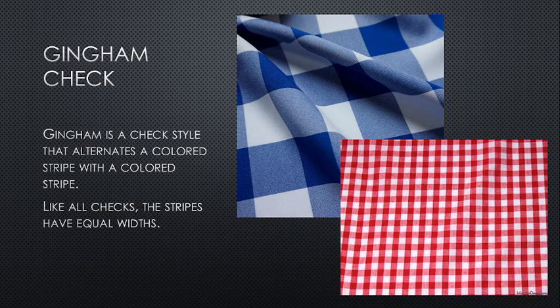Gingham check. Gingham is a check style that alternates a colored stripe with a white stripe. Like all checks, the stripes have equal widths in both the warp and weft direction. The gingham red and white check seen at the bottom right is a traditional fabric often seen for tablecloths, especially at Italian restaurants. However, gingham can be used to make all different types of garments.